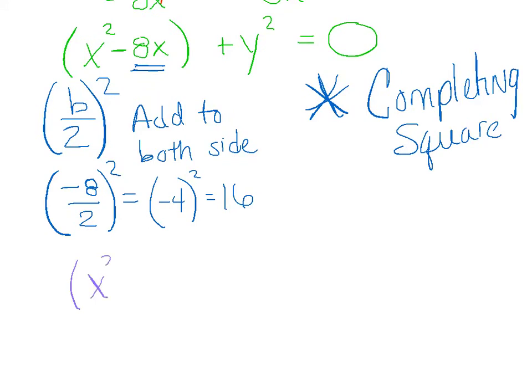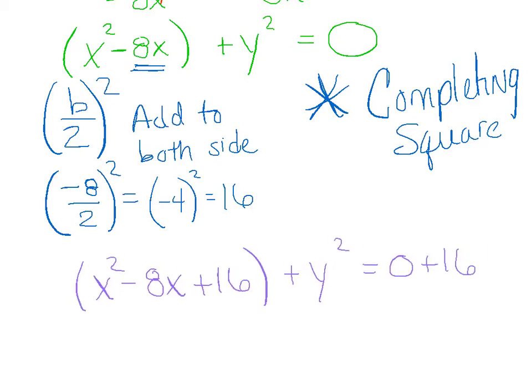So I've got x squared minus 8x. Here I add my 16 to this side, plus my y squared equals, I have 0 plus 16. Okay, so I just want to be clear that I added the 16 to this side and to this side of the equal sign.